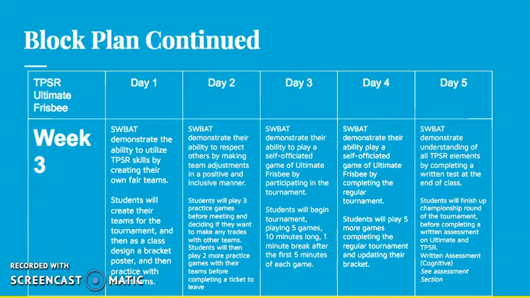On day 4, students will play 5 more games, completing the regular tournament and updating their bracket. On day 5, students will start and finish the championship round of the tournament before completing a written cognitive assessment on ultimate frisbee and TPSR. This will count as our cognitive assessment for the unit.